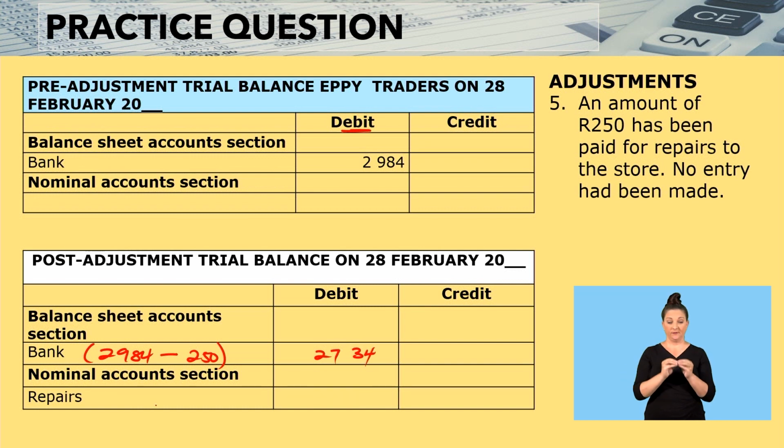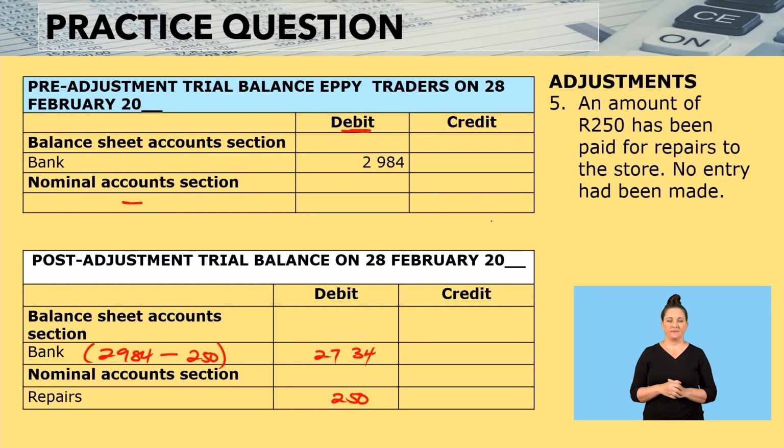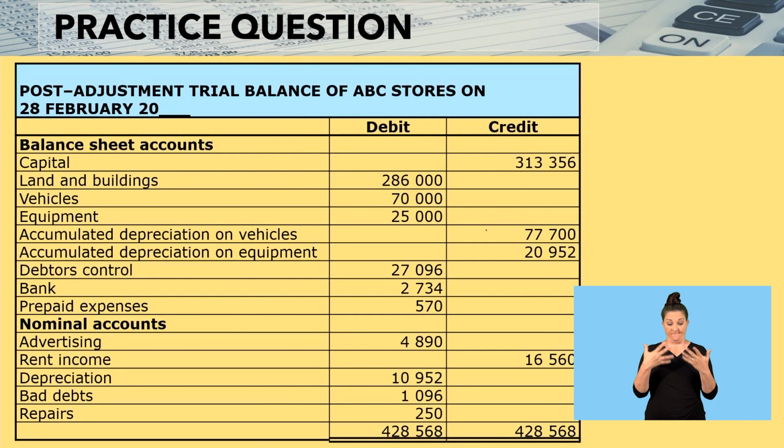Our repairs, therefore, will be recorded on the debit side as an expense, 250. We do not have any repairs in the nominal account section, hence you see it blank here to say there were no repairs in the pre-adjustment trial balance. So we are recording these repairs as a new entry because they were not in the pre-adjustment trial balance. When you are done then, you will see your post-adjustment trial balance with the amounts that are adjusted.